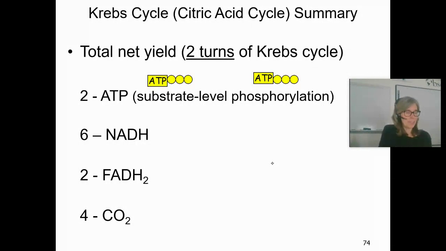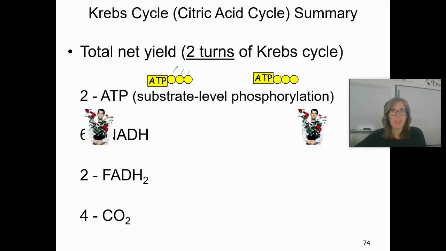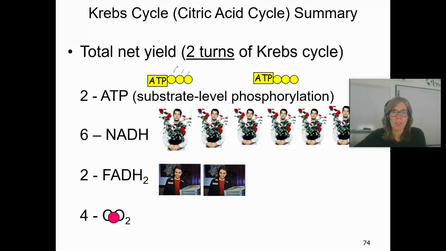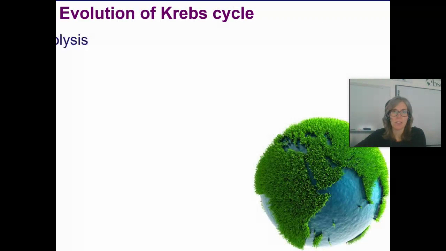Notice they each have, I'm trying to show you 3 phosphate groups here. Anyway, you get 6 NADHs, so it's kind of a lot when you line them all up. You get 2 FADH2s, and you get 4 carbon dioxides. You had already released 2 carbon dioxides earlier. Earlier, you had also made some NADH and some ATP, remember? Like in glycolysis, you make a couple ATP and a couple NADHs, and then the pre-Krebs cycle.